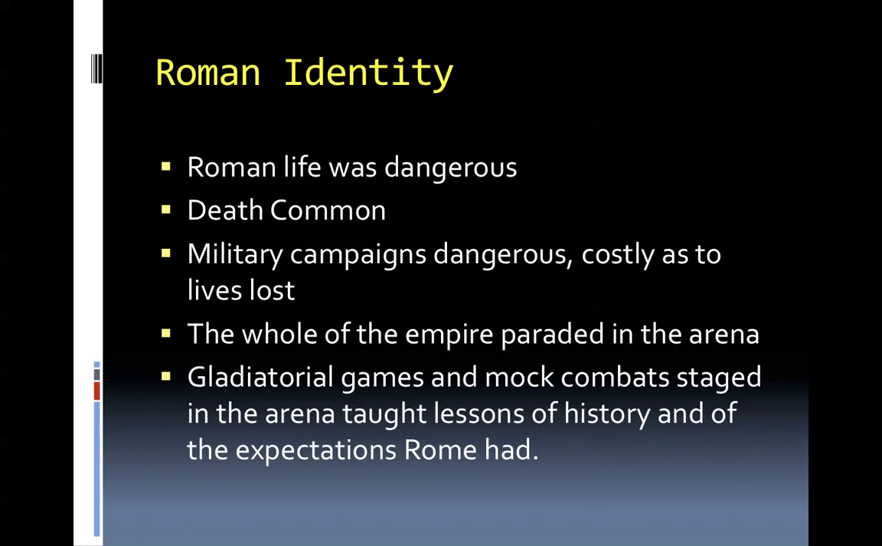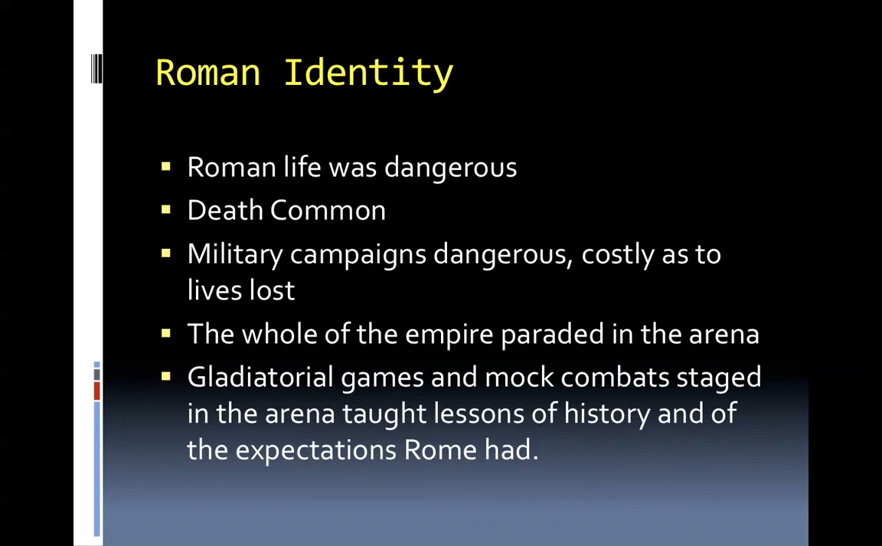Again, we've said this before in another video, but whether it's prisoners of war or exotic animals, loot, prizes that you've won, these would be paraded through the streets of Rome and then paraded into the arena for everyone to see that Rome is fantastic. Look at the exotica that comes. Look at the people who are under our command. And here they are, here are examples.